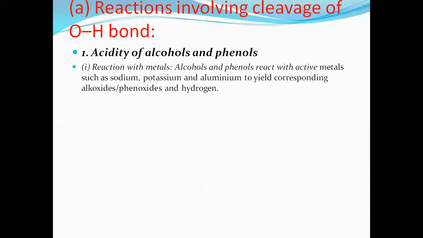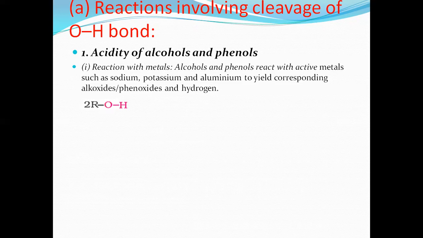When alcohols react with metals like sodium, potassium, aluminum, etc., they give corresponding alkoxides. If alcohol, they give alkoxide; if phenol, they give phenoxide, with the liberation of hydrogen gas. The liberation of hydrogen gas indicates that alcohol behaves as an acid, because we know metals behave as bases. Since alcohol reacts with metal, alcohols act as acids.